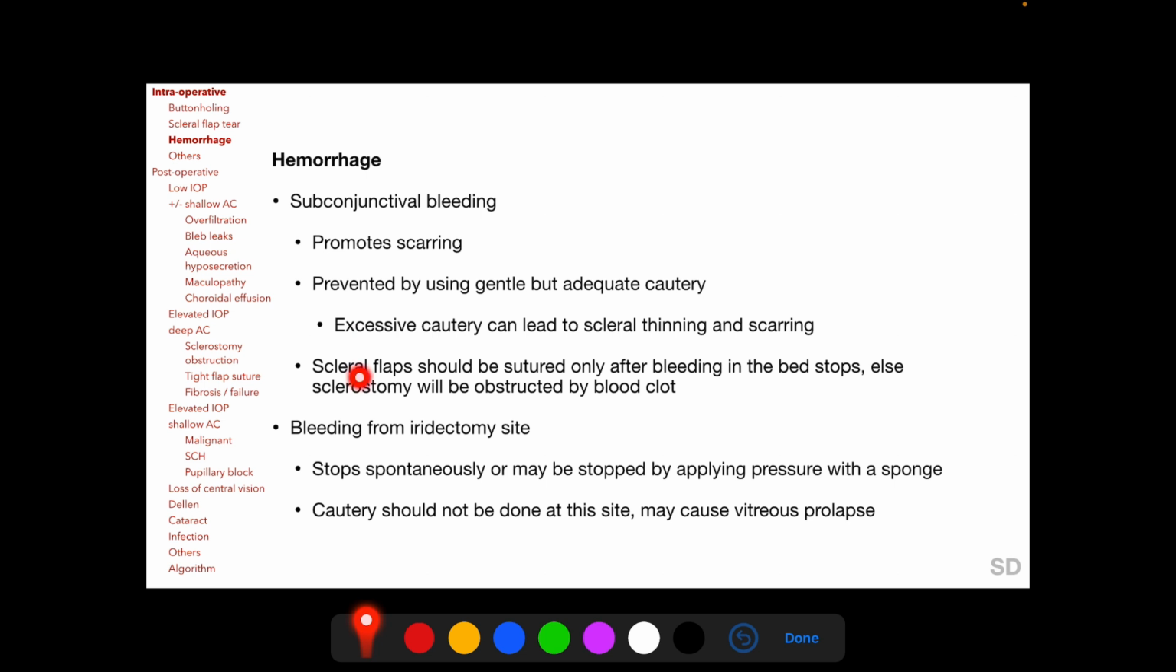The scleral flap should be sutured only after bleeding in the bed under the scleral flap stops, else the sclerostomy may be obstructed by a blood clot. Bleeding from the iridectomy site usually stops spontaneously or may be stopped by applying pressure with a sponge. Cautery should not be done at this site because it may lead to vitreous prolapse.